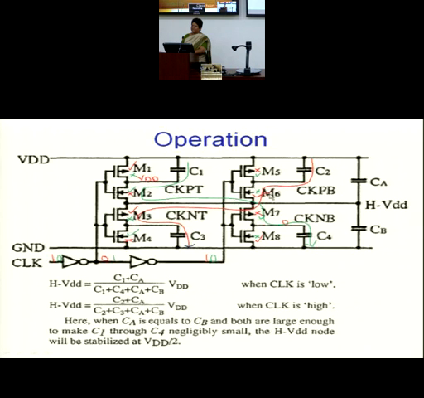At the same time, M6 is also on. At the same time, this is 0. 0 means M3 is on, and M1 is on. Rest all transistors are off. Now, at every node, there is a parasitic capacitance attached. Let me represent them as C1, this as C2, this as C3, and this as C4.